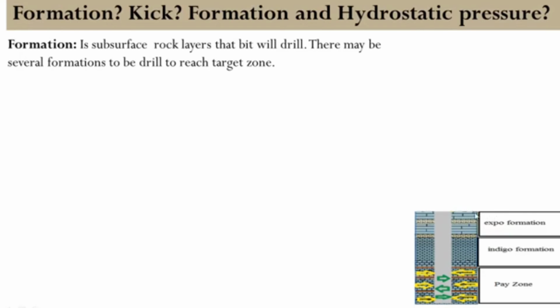So these are the formations. In this picture we can see there are three kinds of formation. I have just given a random name. The first formation, I call it the Expo formation. Another one is the Indigo formation. The last one is the pay zone or target zone, which has the oil and gas in it.